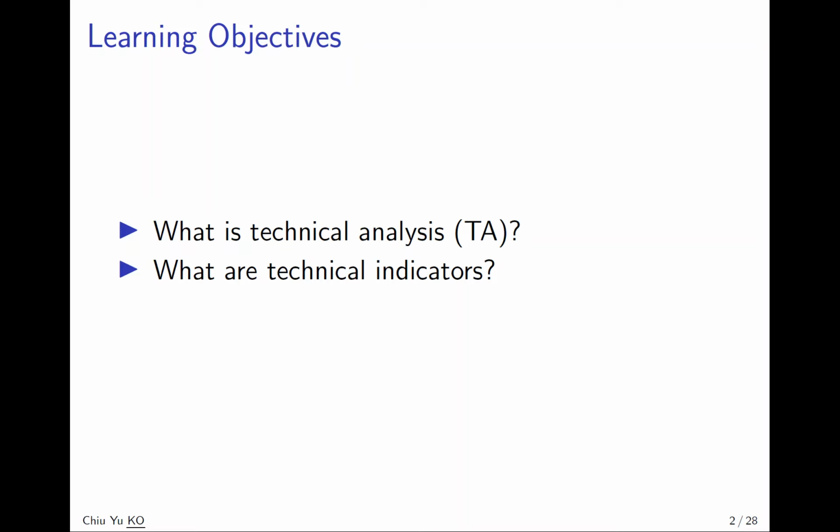And why do we want to focus on that? Technical indicators are a systematic way to do analysis compared to other commonly used technical analysis like charting or candlestick. And technical indicators are easier and more reproducible. So that's why we focus on them.